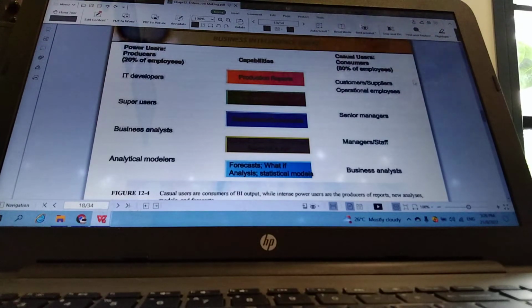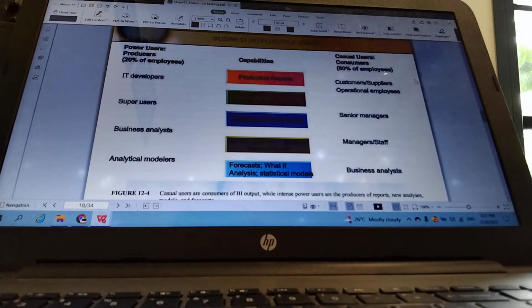What you can see in the next slide is similar information where you can see who are the power users, also known as producers of the BI system or BI reports, and it is classified. Only 20% of the employees are known as power users. And who are they? They are the IT developers, super users, business analysts, and analytical modelers, those who are involved in analytical works. And what are their capabilities?